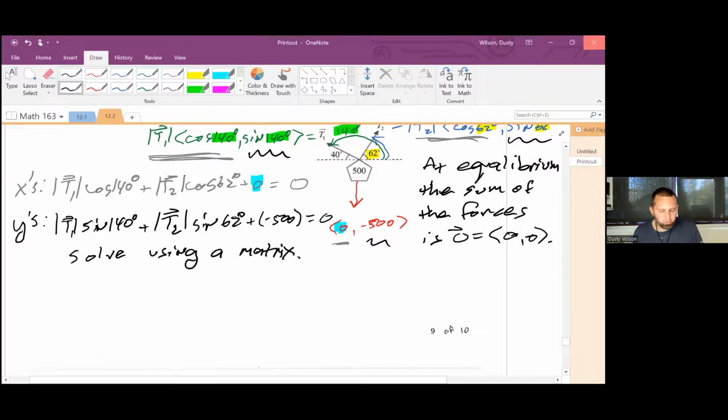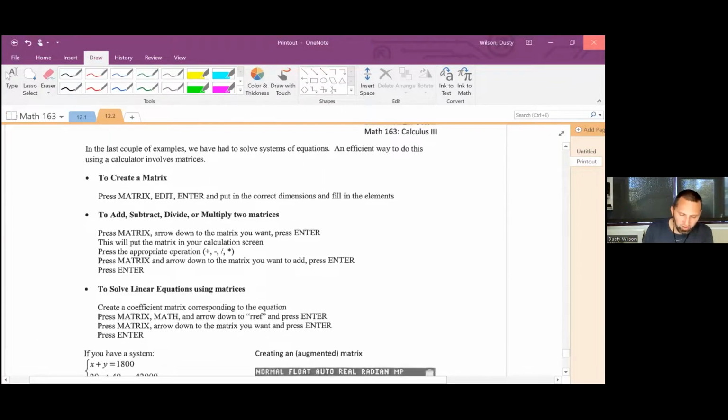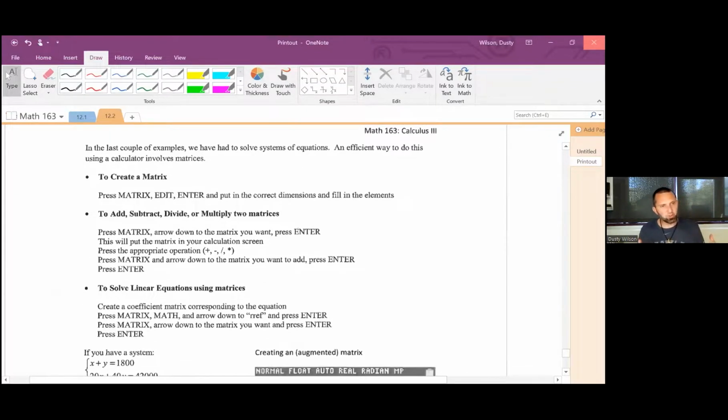To solve this using a matrix, I'm going to skip ahead to the next page and teach you a little bit about how to do that, and then we'll come back and finish this example. So let's look ahead to page 10. In the last couple of examples, one of which is still in progress, we've had to solve systems of equations. An efficient way to do this is to use a calculator involving matrices.